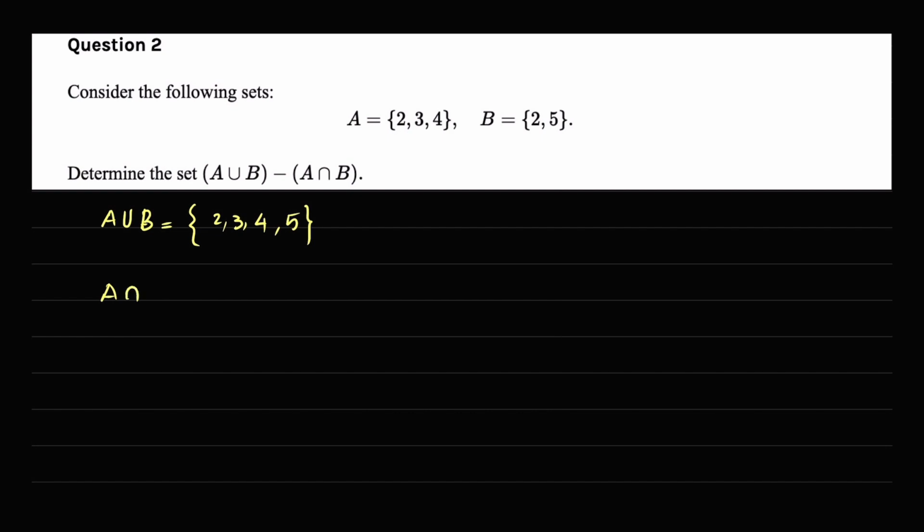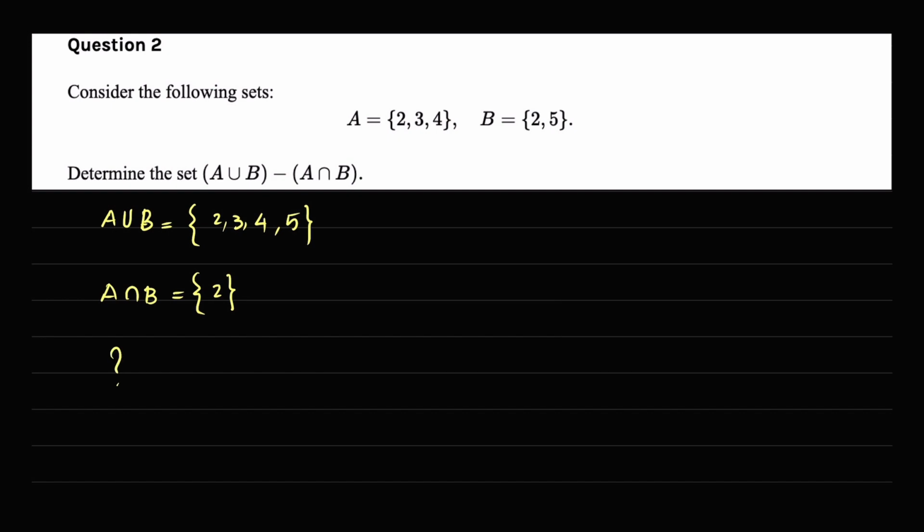A intersection B is the overlap, the elements in common. The only element that exists in both of them is 2. So 2 is the only element which is both in A and B simultaneously, nothing else. So it is just {2}.